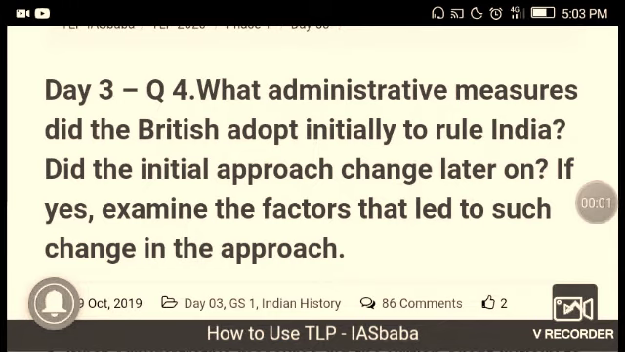So question: what administrative measures did the British adopt initially to rule India? Did the initial approach change later on? If yes, examine the factors that led to such change in the approach.